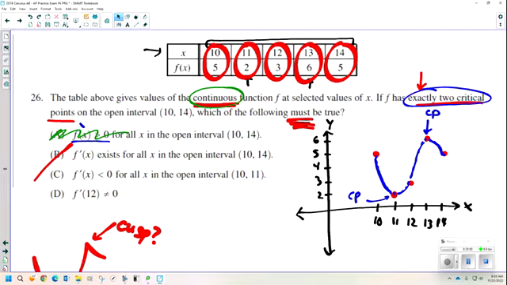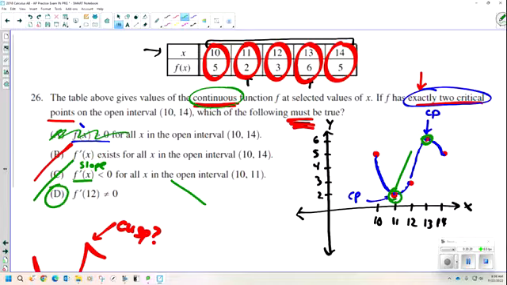Okay. C, the derivative of f, which is also the slope. Okay, let's make this clear. This means slope is less than 0, it's all a negative slope. That's not true. It has to go from this point up to here. So at some point it has to be a positive slope. This is not true.